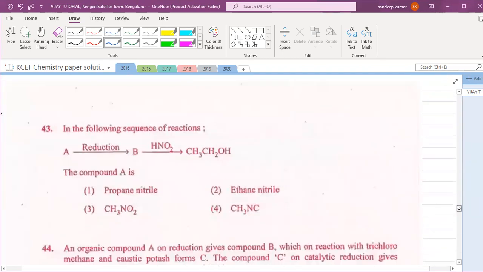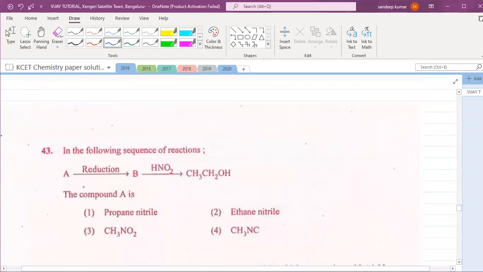43. In the following sequence of reactions, A will undergo reduction. It will give B, and B reacts with HNO2 to give water. So what is this? It is ethane nitrile. Second option. 43 ka 2.